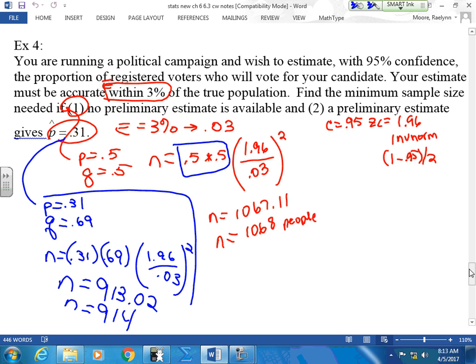Okay. This is the only thing that's changing. This piece right here, because that other part stays the same. That's the only part that's different in here.